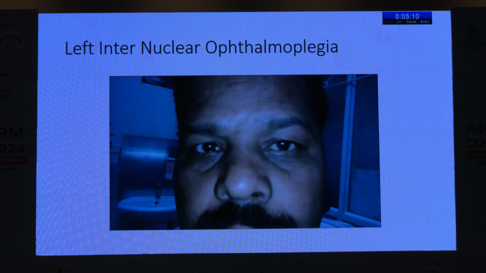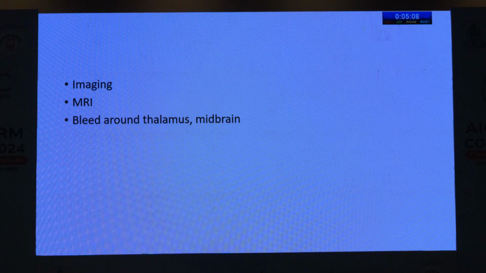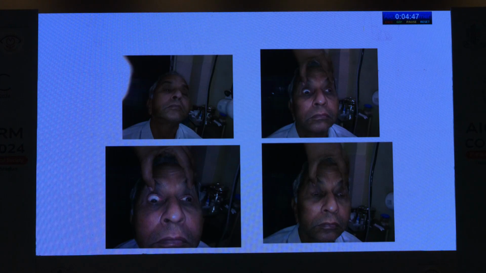Many of the times the imaging may not pick up anything, but the clinical sign itself is enough, because these lesions are very, very pinpoint lesions which may not be actually evident on an MRI. So a contrast MRI, and if you tell them this is the area that I want to focus on, the radiologist will be able to locate it. This is another case with a vertical gaze palsy.